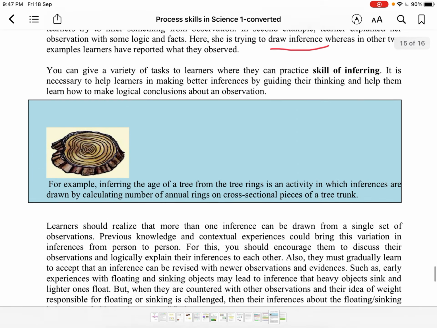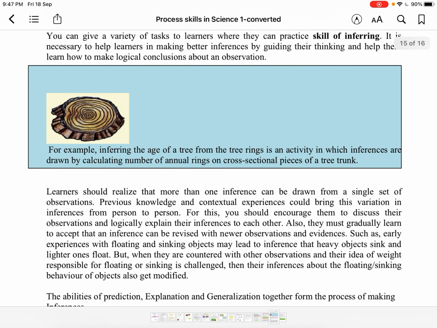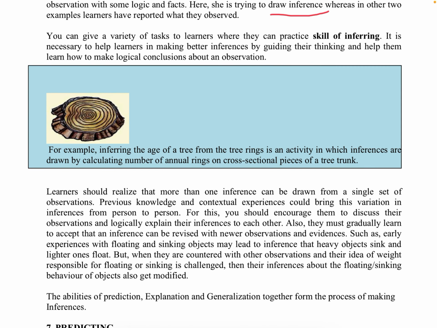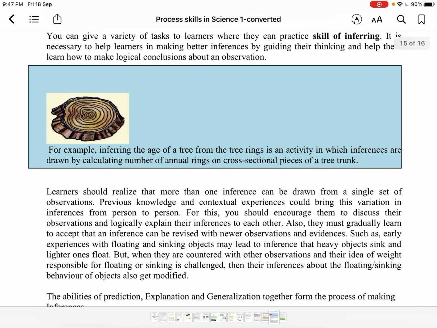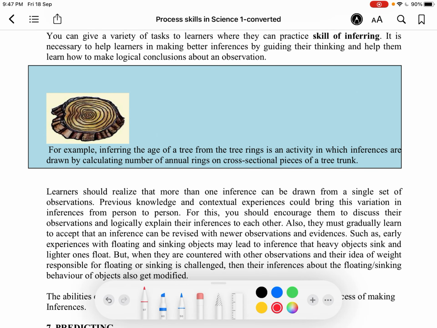Here is one example: how do you infer the age of a tree? By counting the tree rings in the cross-sectional pieces of the tree trunk, by counting how many rings there are, people can make out how old that tree is. This type of activity we can consider as inference.